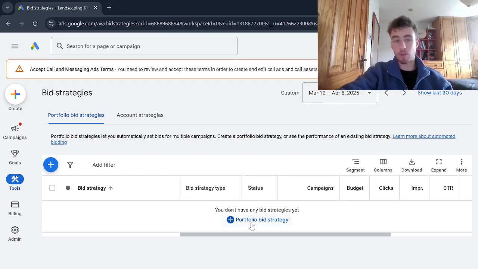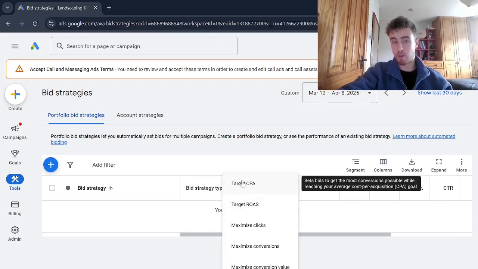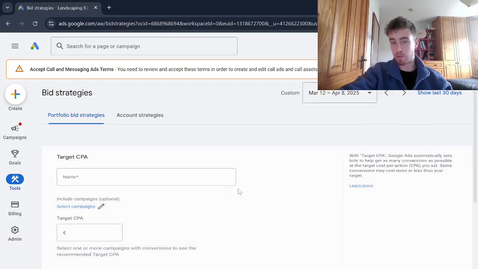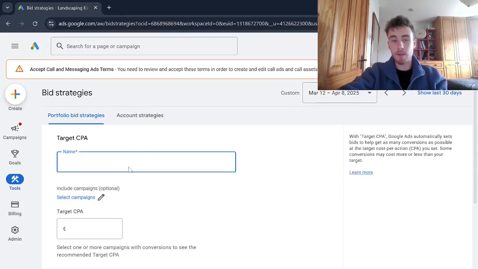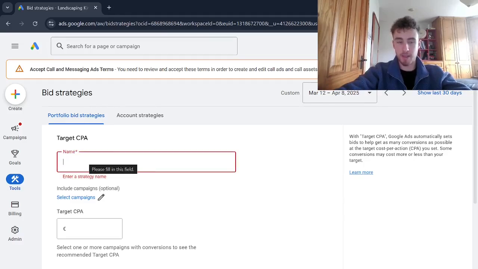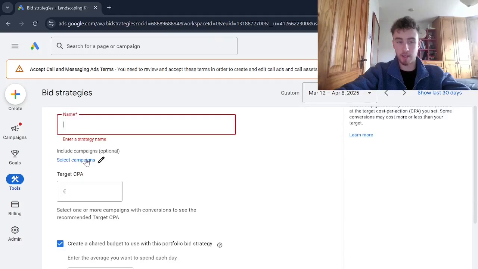What a portfolio bid strategy is, is that you're still using maximize conversions with a target CPA. So under portfolio bid strategy, you'd go with target CPA. But the core aspect of a portfolio bid strategy is that you have direct control over your max cost per click, even though you're still focusing on conversions. So when setting up a portfolio bid strategy, you'd name it something like target CPA, followed by the number that your actual target CPA is, and then followed by the max cost per click bid limit.